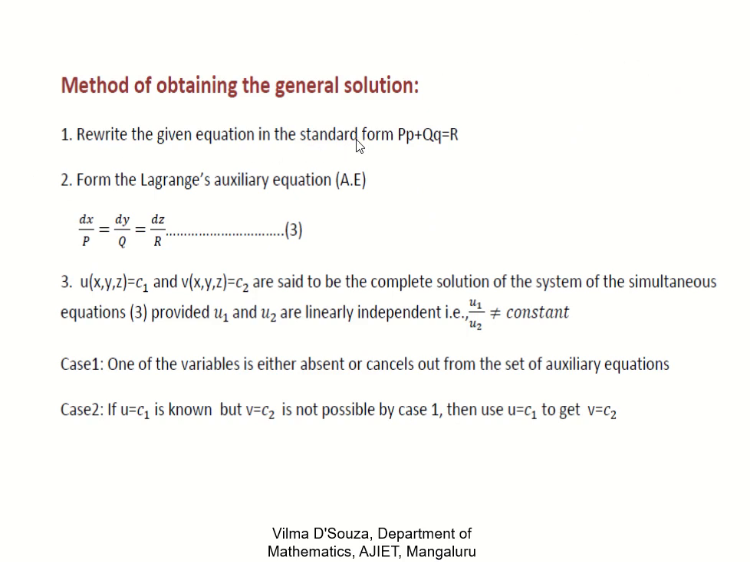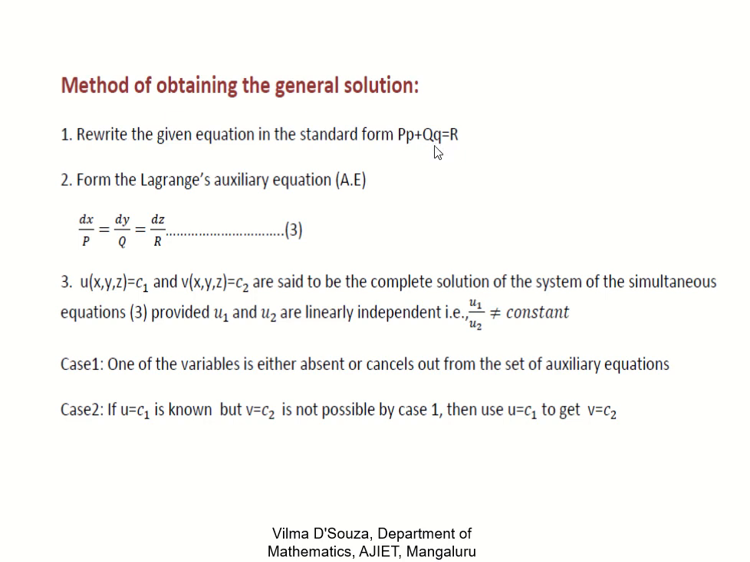First, you write down the given equation in the standard form Pp plus Qq is equal to R, if it is not in the standard form. If it is given in this form, it is okay. If it is not given in this form, rewrite in this form, Pp plus Qq is equal to R. Here p is dou z by dou x, and q is dou z by dou y.